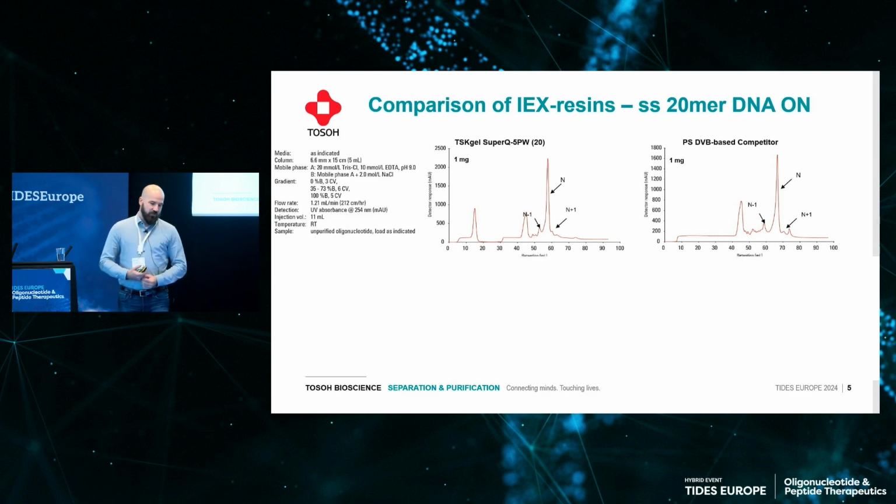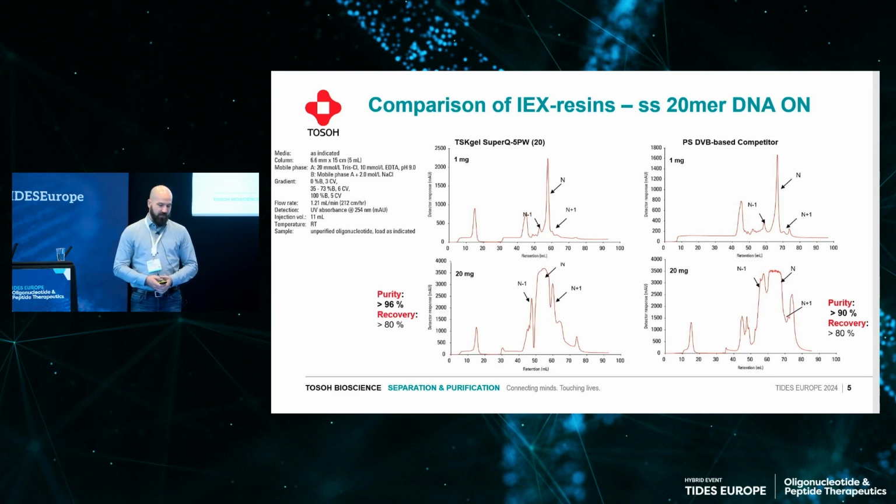So here's just one short example of comparing the TSK Gel Super Q5PW20, which is a product of Tosoh, against a PSDVB-based competitor resin, first at a quite low load of just 1 milligram per milliliter. And here we see this quite nice separation on both of the resins for the N-1, the N, and the N+1 peak. But typically, if we're thinking about large-scale processes, you of course want to load higher capacities.